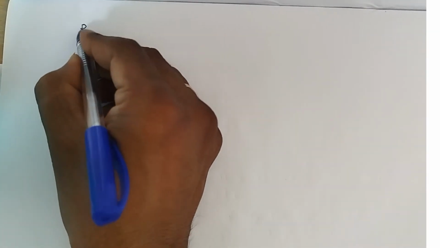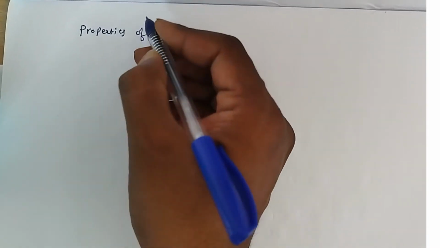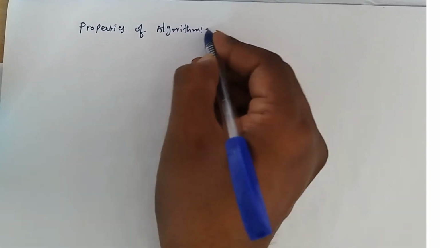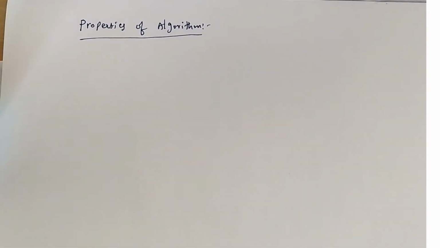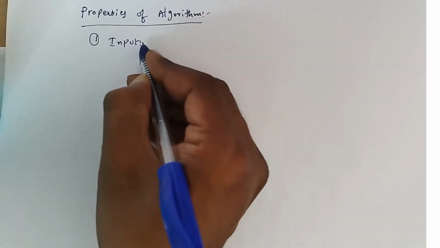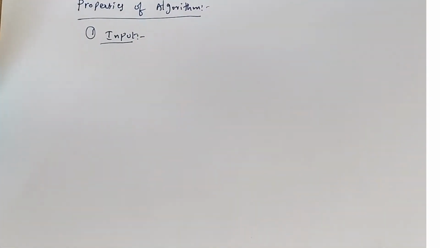Next, we will discuss the properties of algorithm. Generally, every algorithm contains some basic properties. What are the properties we have? The first property is input. What is the meaning of input? The algorithm uses some input data. This input data is called input.